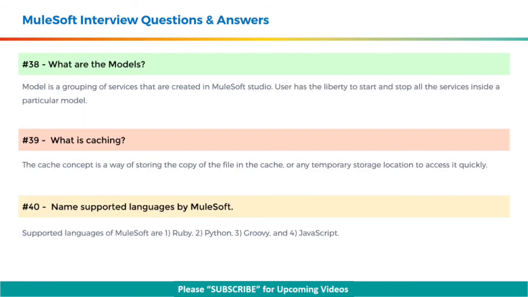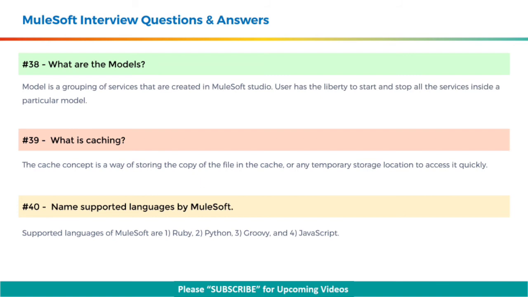A model is a grouping of services that are created in MuleSoft Studio. The user has the liberty to start and stop all the services inside a particular model. Next, what is caching? The cache concept is a way of storing a copy of a file in the cache, or any temporary storage location, to access it quickly.